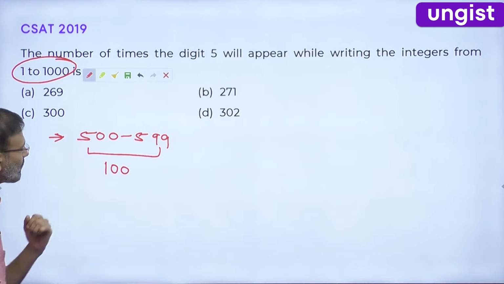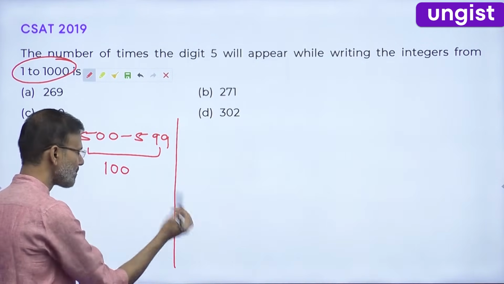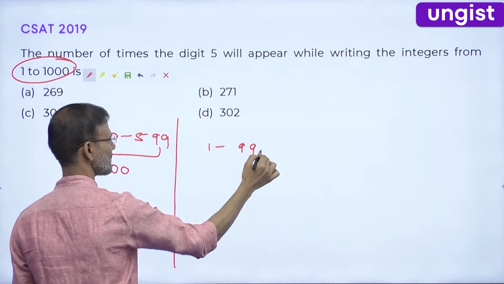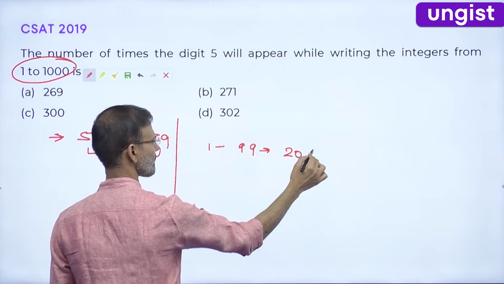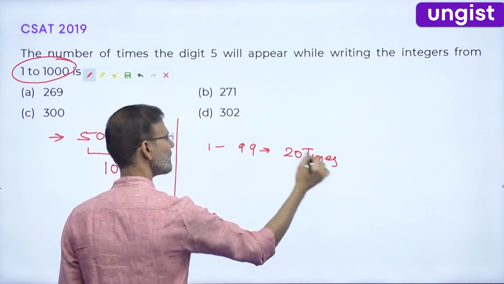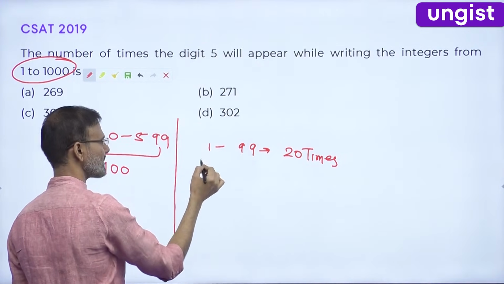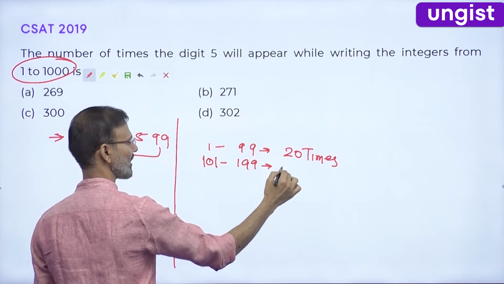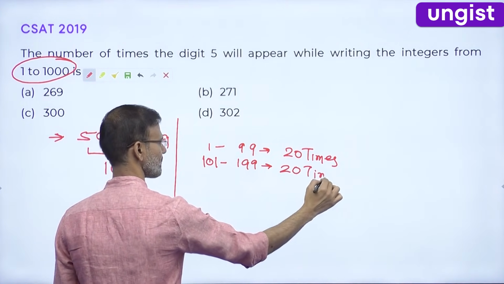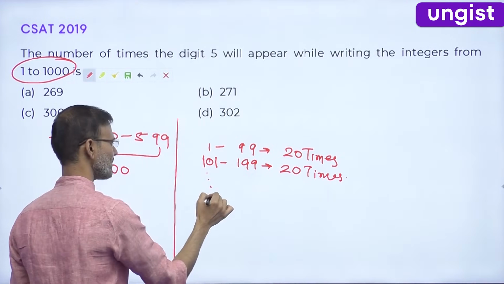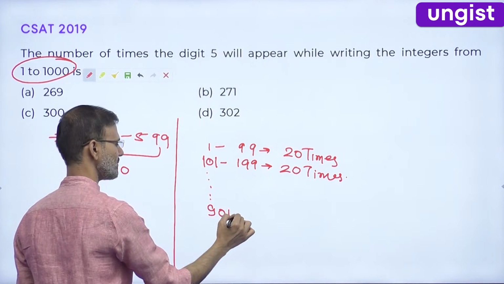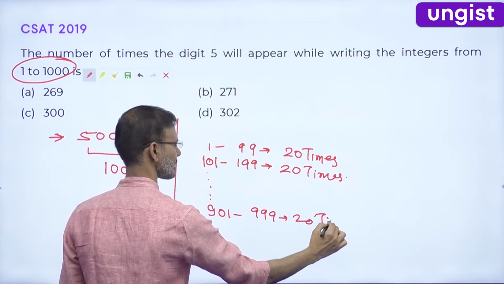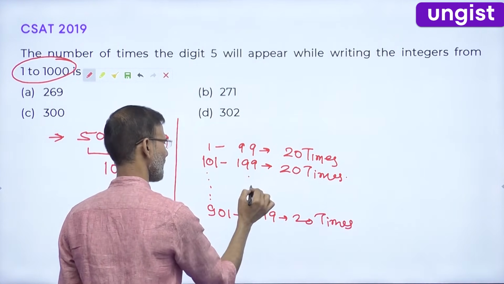Correct? Now 5 is written in the units place and tens place. Let's say in the slot of this 1 to 99. Guys, how many times? 20 times? Right? This we have already discussed. Then suppose that I am intentionally writing from 101 to 199. Again, guys, how many times? 20 times. Okay. And then up to 901 to 999. Again 20 times.